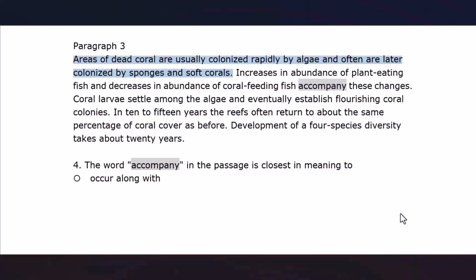Paragraph 3. Areas of dead coral are usually colonized rapidly by algae and often are later colonized by sponges and soft corals. In this sentence, the main verb is "are colonized", and also after "and" we have another main verb, which is the same, "are colonized".